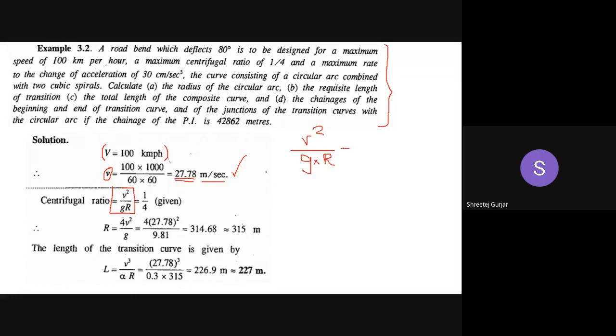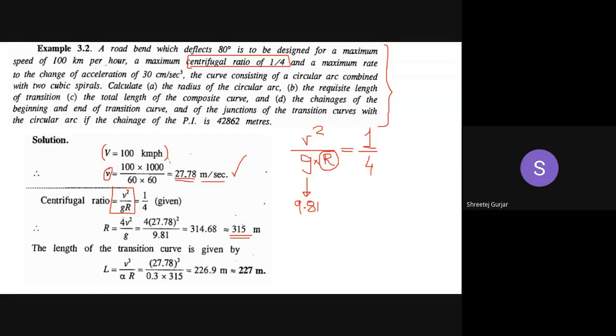Okay. So this particular ratio value is given as 1 by 4 in the question. You can see the centrifugal ratio is mentioned as 1 by 4. No problem. Once this is given, radius you can calculate from here, which is unknown. G is nothing but your acceleration due to gravity, 9.81, a fixed value. G is always fixed. This V we have calculated, it is 27.78. So you can calculate the radius of the curve. Radius of the curve is coming as 315 meters.